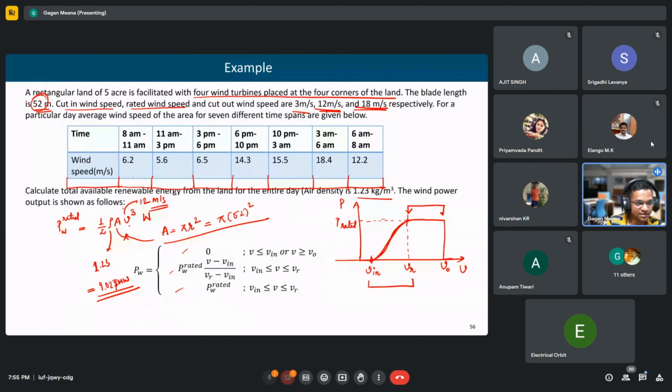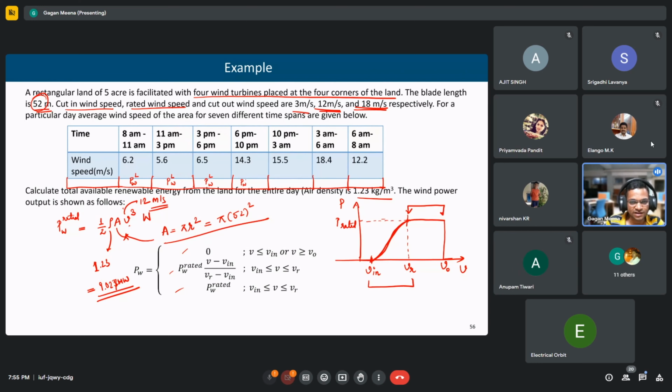So I will write it here. PW linear. Between 11 and 3 p.m., again linear. Again linear. And what about this one, 6 to 10? It is not linear, it is constant.